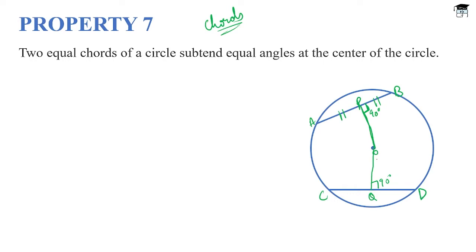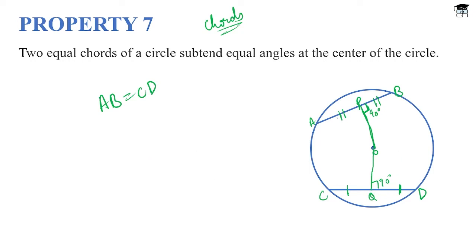Now, OQ also bisects CD into two equal halves. That means CQ is equal to QD. Now I just told you that I have made two equal chords. Two equal chords means that AB is equal to CD.